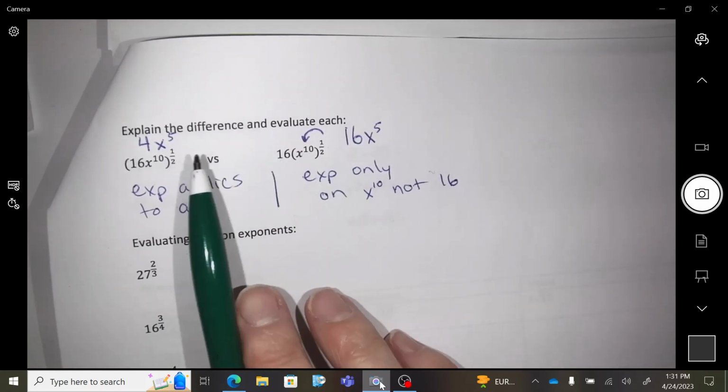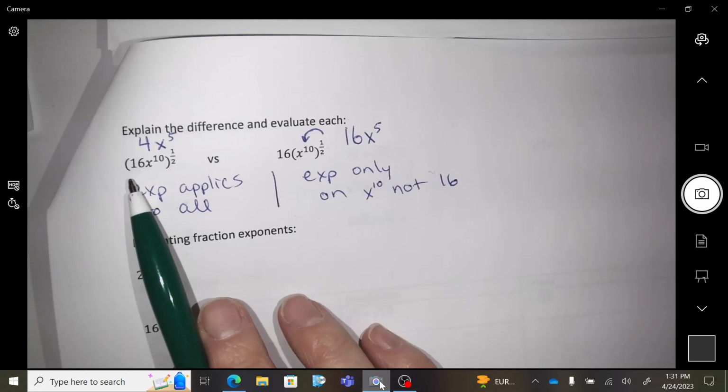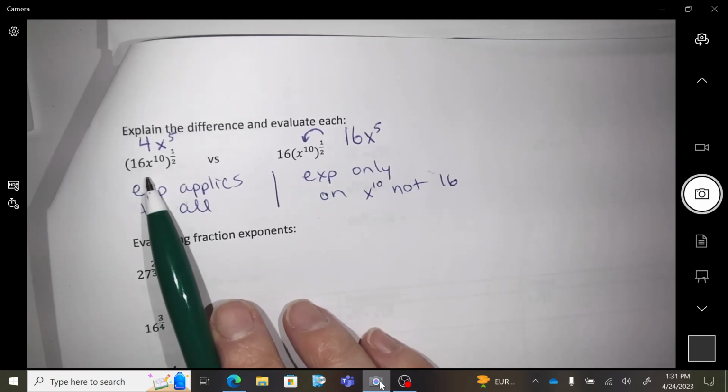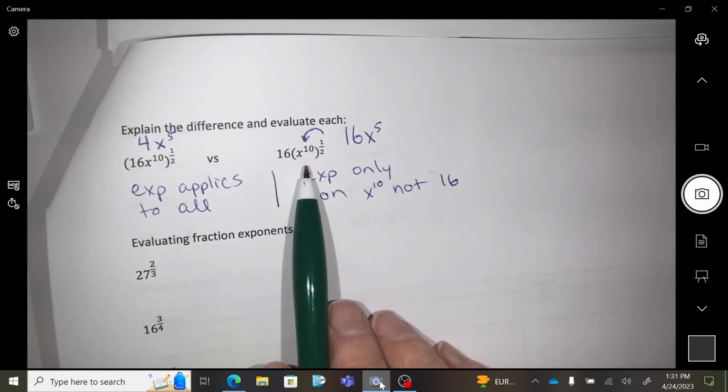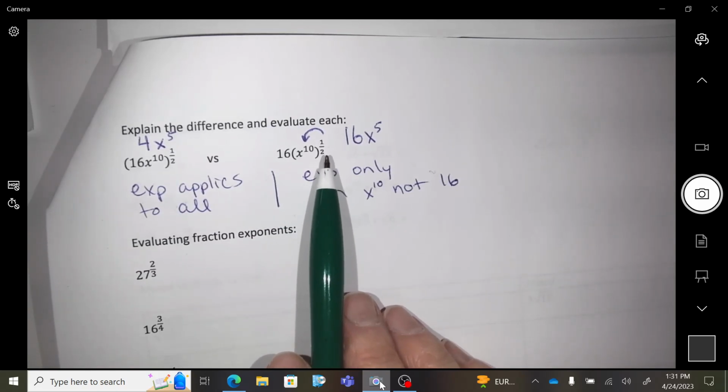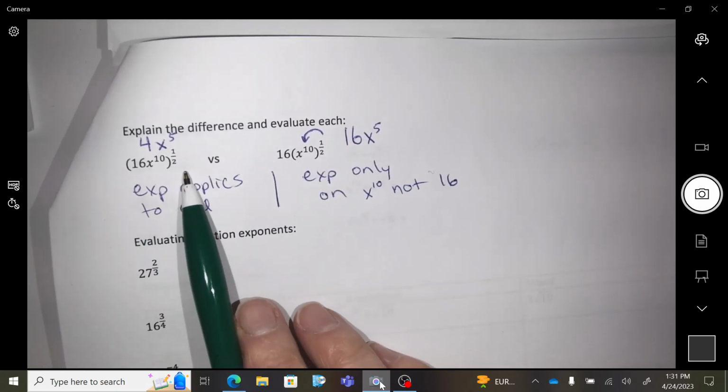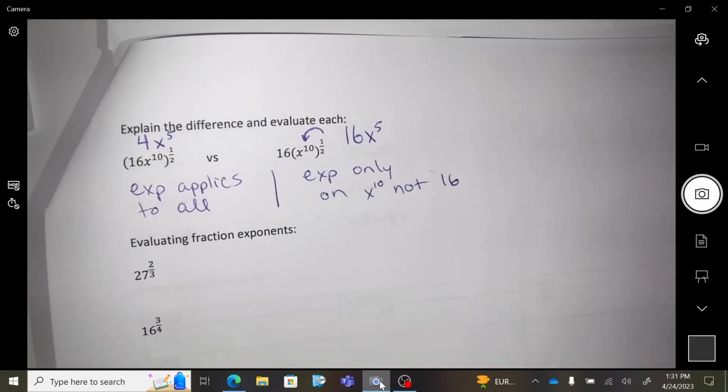Okay, so I just wanted you to make sure you're looking at the coefficient. It's not in the exponent piece right here. Do you see the exponent is not attached to the 16 on that one? And it's applied to the 16 on that one.